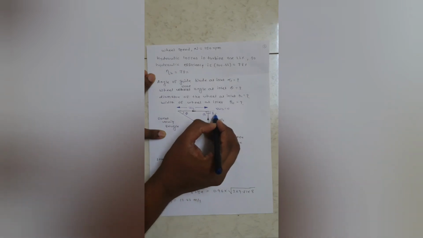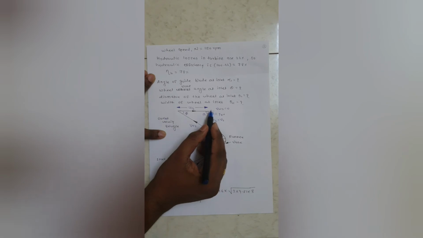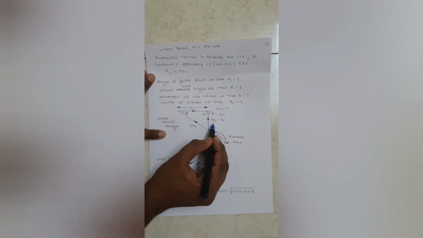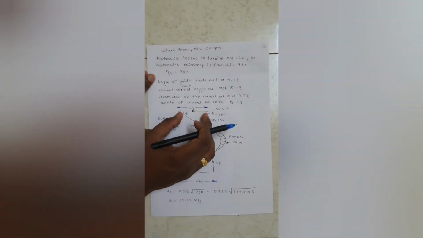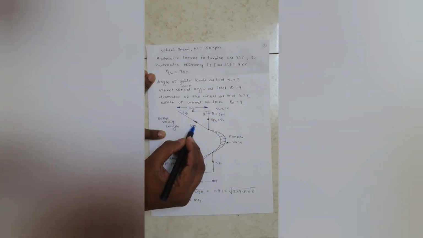Discharge is radial. That means beta is equal to 90 degrees. So beta is 90 degrees. At that time Vw2, whirl velocity at outlet, is equal to 0. So V2 is equal to Vf2, and this is the angle beta. This is U2, and this is the relative velocity at outlet, Vr2.